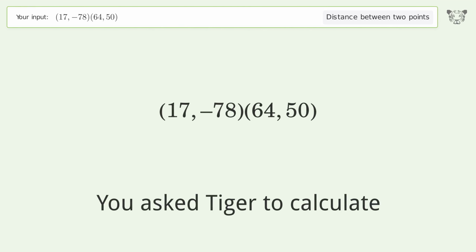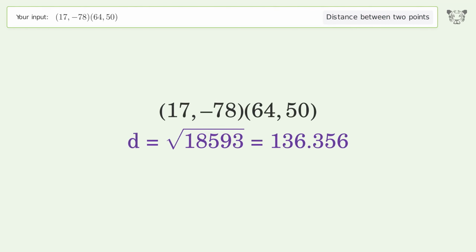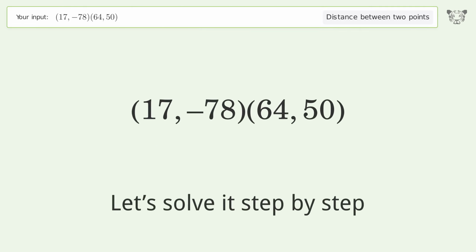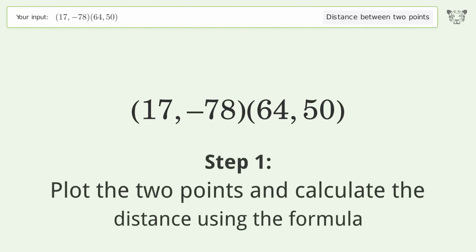You ask Tiger to calculate. This deals with the distance between 2 points. The distance between the 2 points is the square root of 18,593, or 136.356. Let's solve it step by step. Plot the 2 points and calculate the distance using the formula.